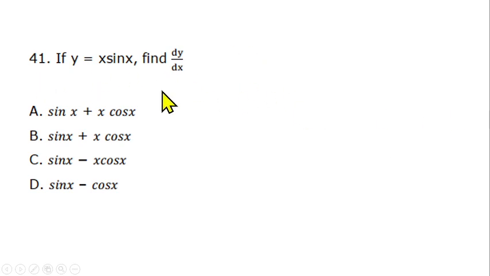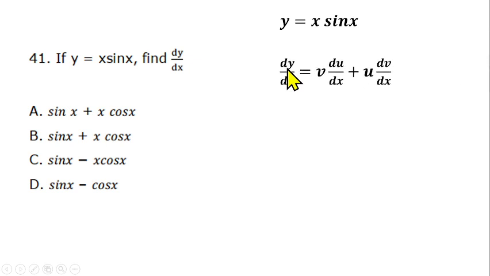Question number 41 is also from differentiation. We are given y equal to x sin x, and we have to differentiate this. You can see that a function is multiplying another function, which means you have to use the product rule. How do we use the product rule? You know that the product rule says dy/dx is equal to v du/dx plus u dv/dx. So x will be your u, and sin x will be your v. So x is u, sin x is v.